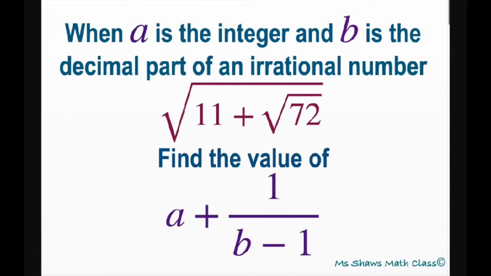Hi everyone. When a is the integer part and b is the decimal part of the irrational number square root of 11 plus square root of 72, we're going to find the value of a plus 1 divided by b minus 1. So basically the hard part is to rewrite this a little bit.